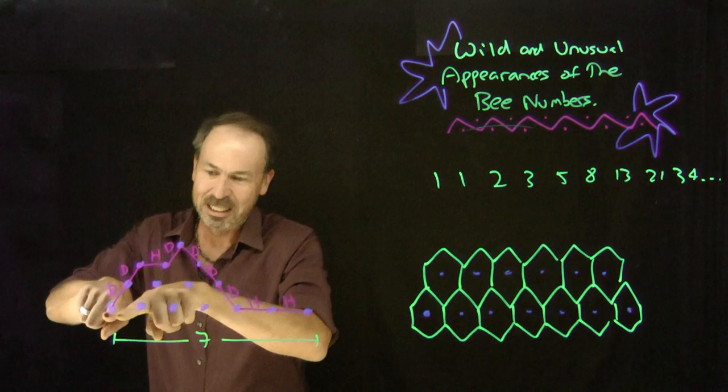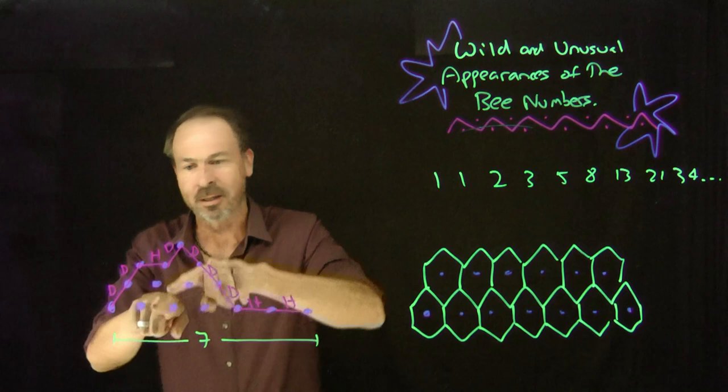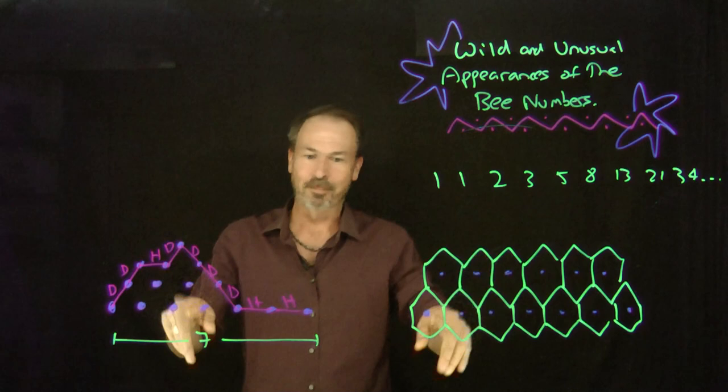Each horizontal step spans one space between 2 consecutive dots. Even over here, it spans one space between 2 consecutive dots. And each diagonal step, be it up or down, spans half a space between 2 dots on the bottom. All right, so all these D's and H's, the D's are worth a half and the H's are worth one, you know, half a space, one space, will actually match all the spaces between the bottom dots.